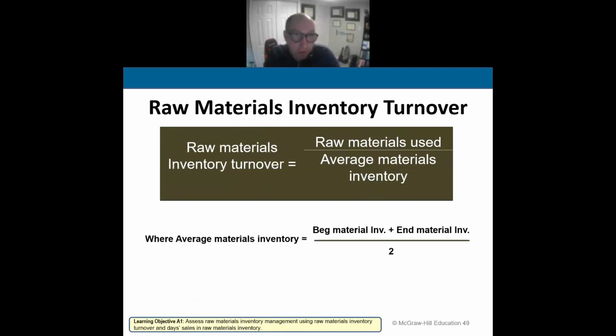One of these ratios is called the raw materials inventory turnover ratio. This tells us how efficiently we're using our raw materials. To calculate this, we take raw materials used divided by the average materials inventory. Average materials inventory is the beginning balance of raw materials plus the ending balance of raw materials divided by 2. That's how you get the average.